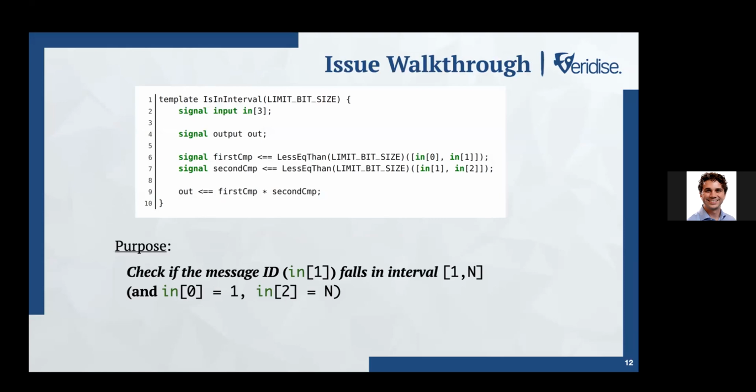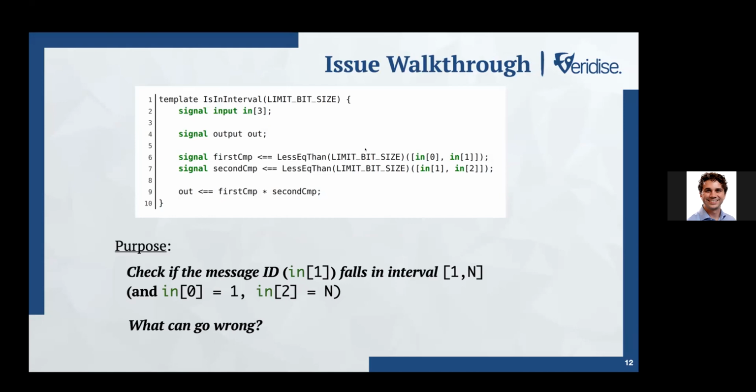But the goal here was to check that this middle signal, input 1, by the way, can you see my mouse? Yes. Wonderful. So we want to check that this first input lies between the second and third, right? Input 1 between input 0 and 2. And the thing we want to ask here is what could go wrong? Why would this be a concerning program to look at from an auditor's perspective?